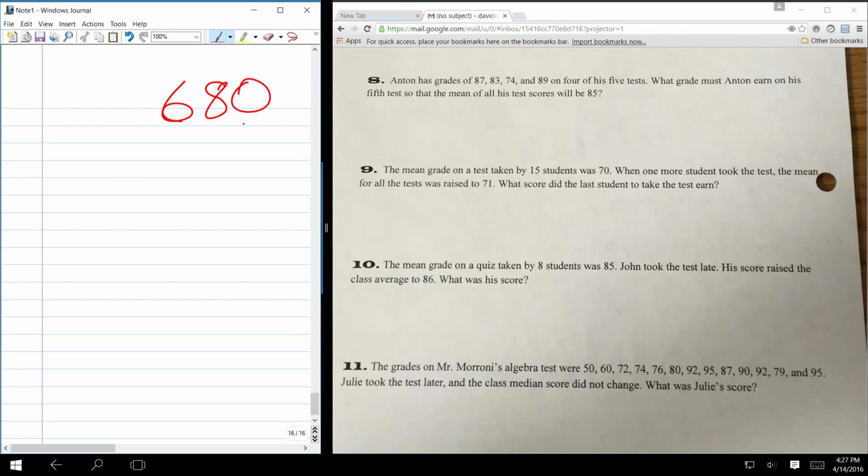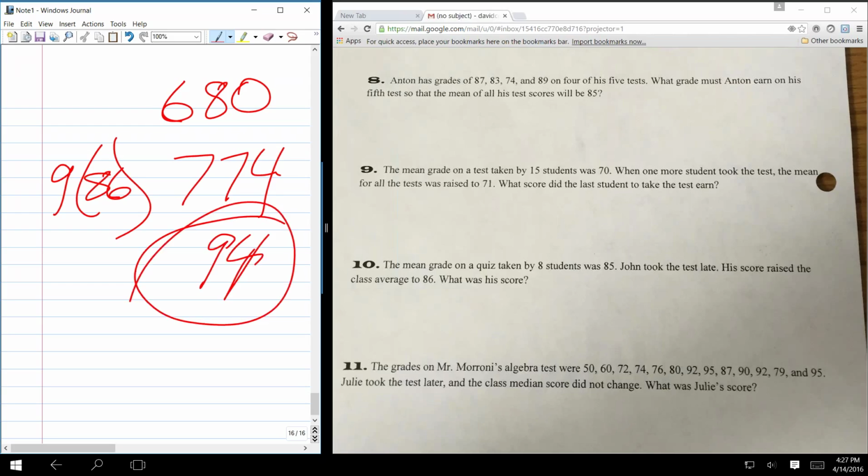Now what? And then you get John's test score. So now 9 students took the test. Okay. And you multiply that by 86. Okay, what's that number? 774. That's the totals of all 9 students. Yes. And then you subtract 680 from it. You get 94. Right, there you go. Now you got it. And that's the way you want to do pretty much all average problems.